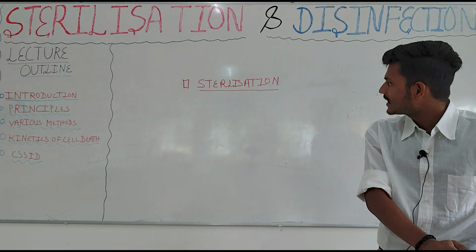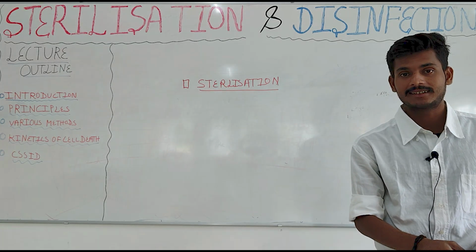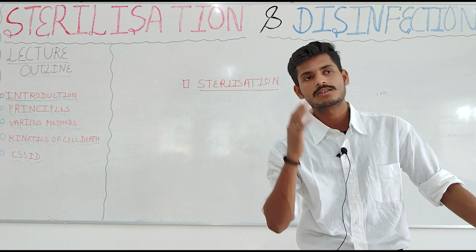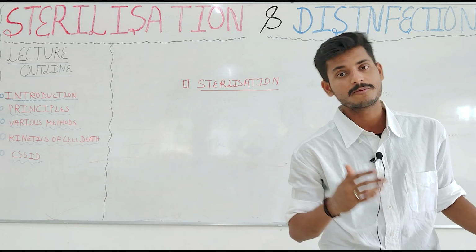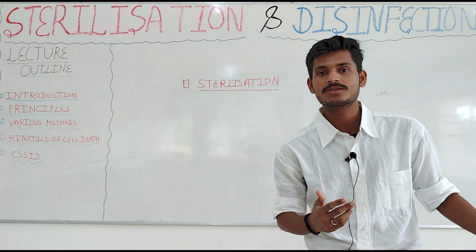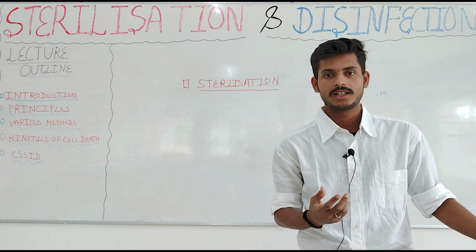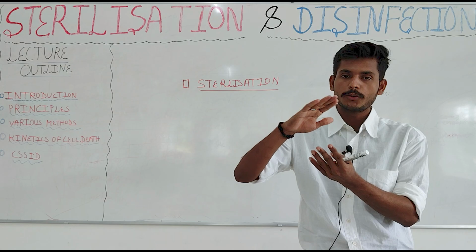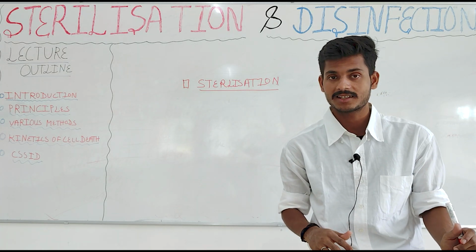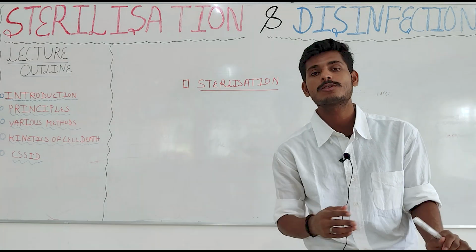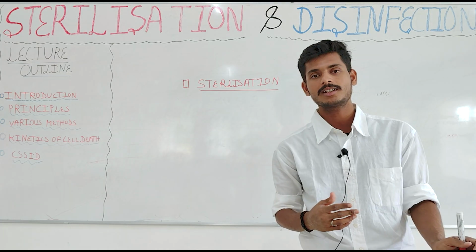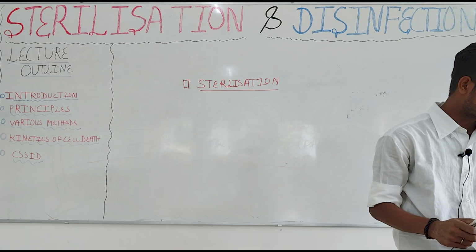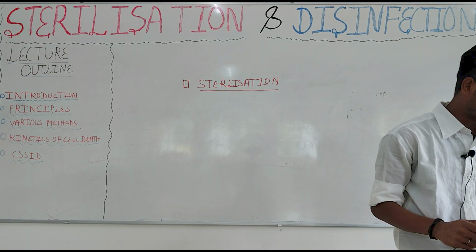Fine. Sterilization is one of the oldest techniques. If we talk about the history, during the 4th century BC, people knew the importance of boiling water. If we boil the water, we can destroy harmful organisms. This has been known since before the 4th century BC. So people knew about the importance of these sterilization techniques, or you can say heating.